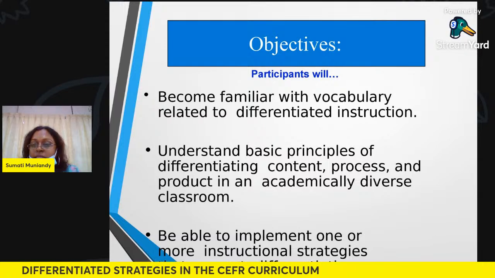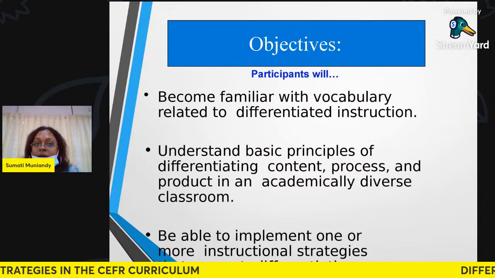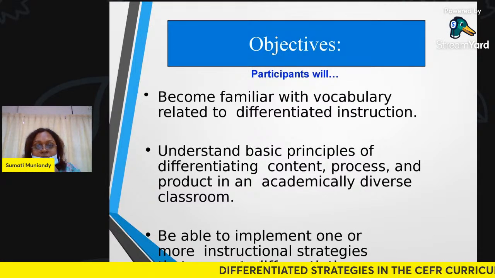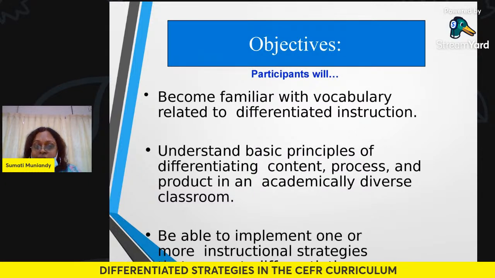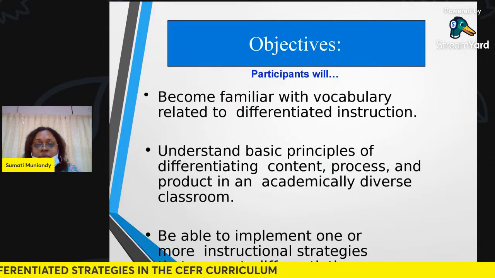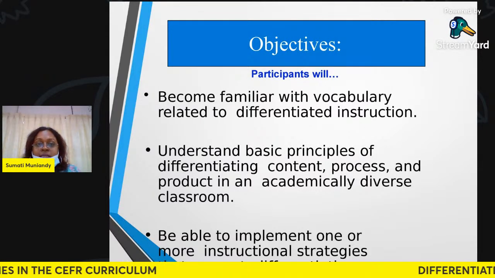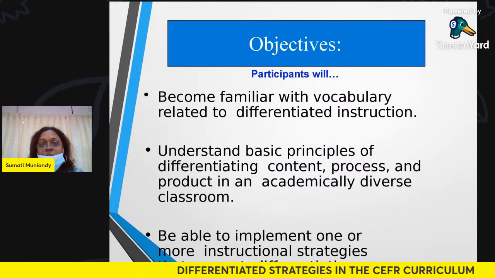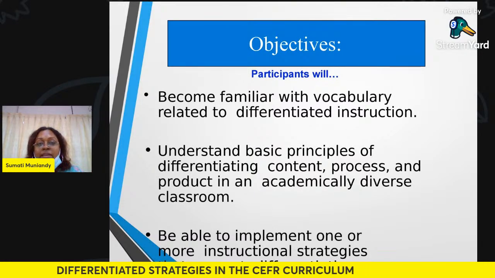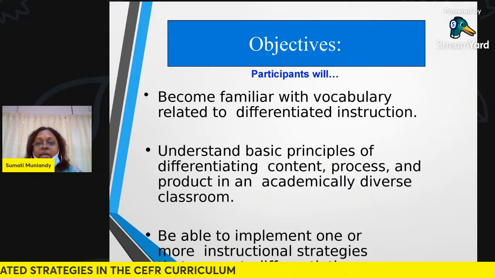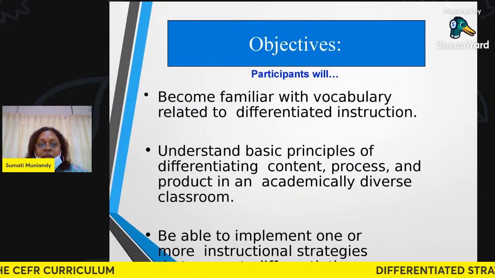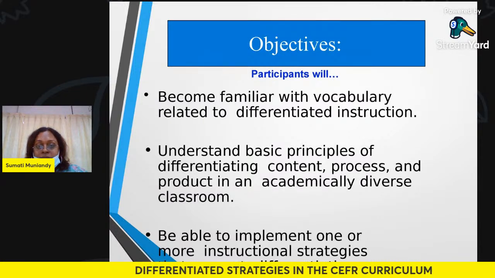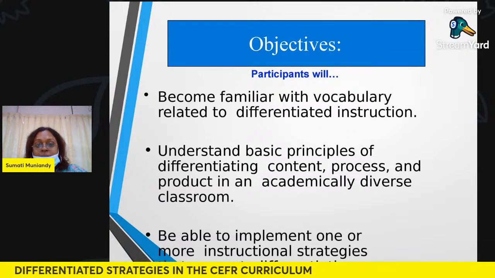One of the objectives of this CPD is to become familiar with vocabulary related to differentiated instructions or strategies. Understand basic principles of differentiating content, process, and product. These are the key areas. When you differentiate, you have to look at the content, the process, and the product in the diverse classroom. I will explain in a while. And be able to implement one or more strategies in your classroom. These are the objectives for this CPD.